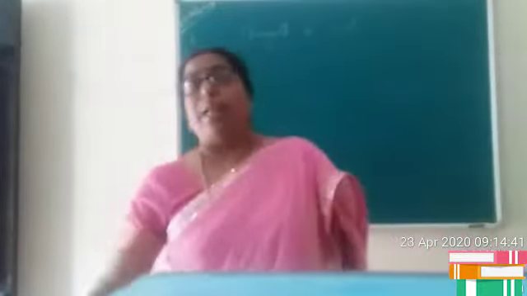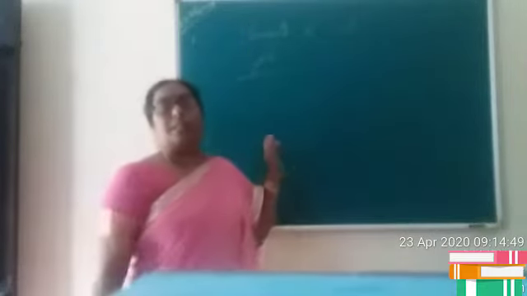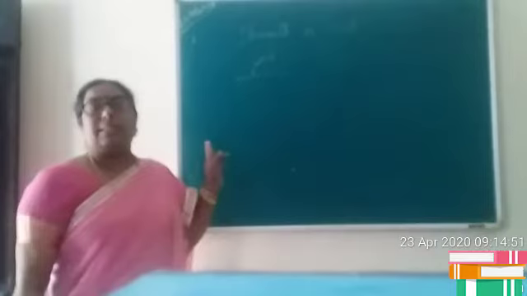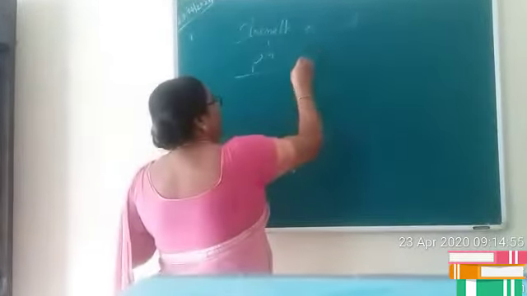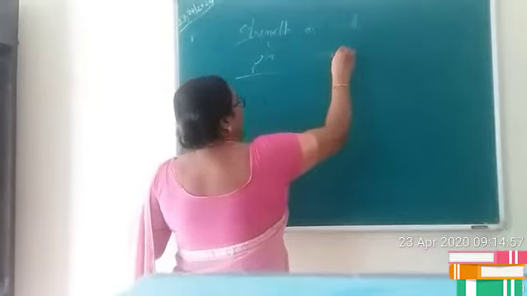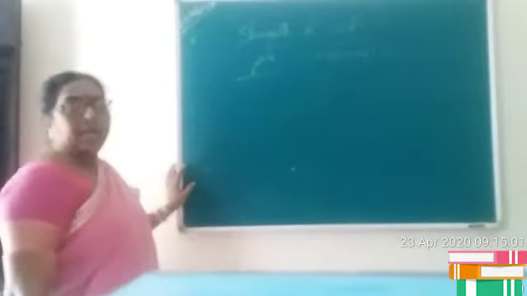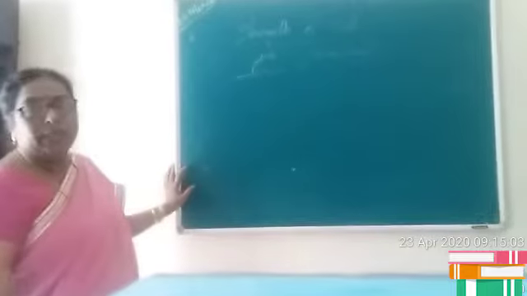Good morning children. Today let us see how to measure the strength of an acid or a base. In order to measure the strength of an acid or base, let us study a term called pH. This term pH means potential of hydrogen, that means strength of hydrogen. This term was first introduced by the scientist Sorensen. So pH helps us to find out the strength of a substance.